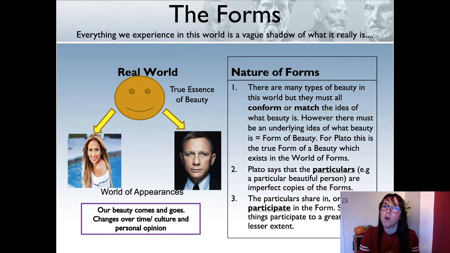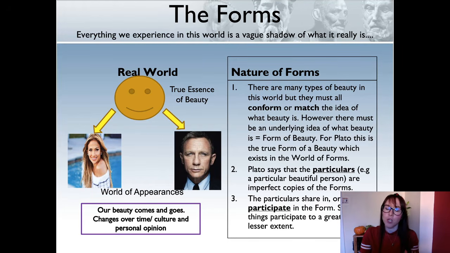So the nature of forms. There are many types of beauty in this world. So we have lots of examples of beauty. For example, on my PowerPoint, Daniel Craig and Jennifer Lopez could be classed as examples of beauty. But the reason why we might recognise them as types of beauty is because they conform or match in some way. There's something about them that you would class as beautiful, and that's because they conform or match the form of beauty. There is one form of beauty in this other world, and what we get are reflections or echoes or shadows from this idea of beauty. And then some people have more of that form of beauty in them, making them more beautiful.